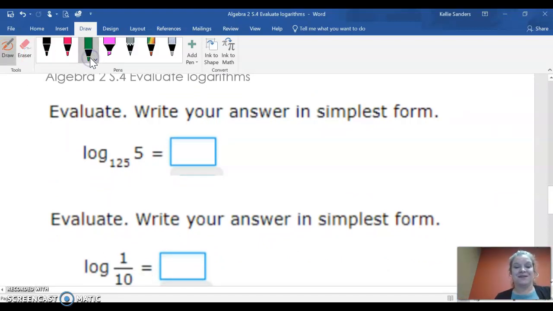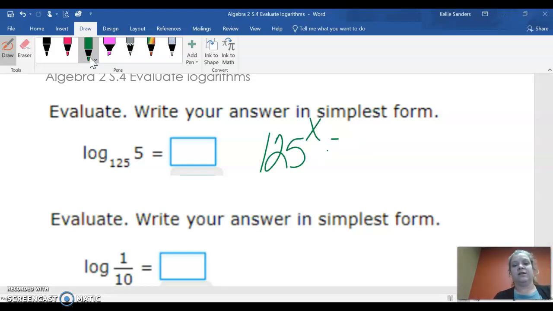Okay, now we're back to evaluating. Super, super, super fun. So 125 to the what equals 5? Now, this is whenever you start challenging yourself to figure out what is going on. I'm going from a big base of 125 to a smaller base of just 5. So something has to be going on with that exponent. And lots of people say, well, it'll be negative because you're going smaller. In this case, or in these cases, it's not going to be that.